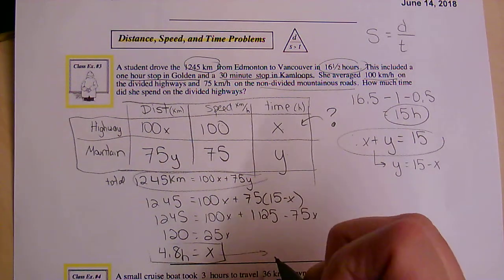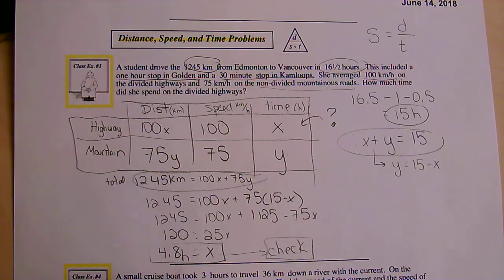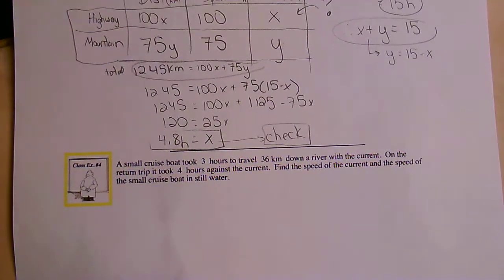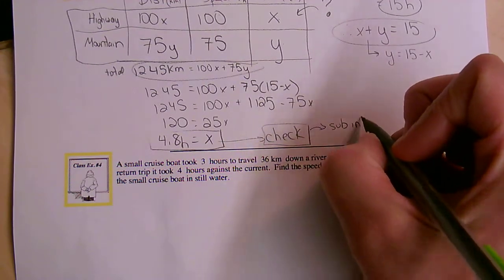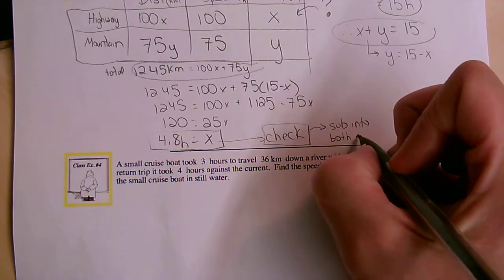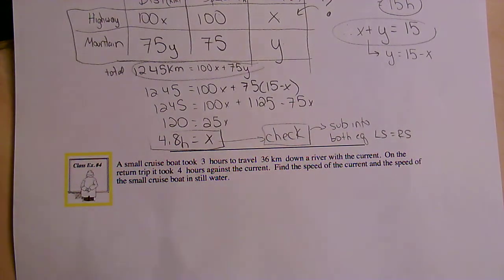You would also want to do a check. The reason why I'm not doing it is because I'm recording these at lunch and I'm afraid I'm not going to have enough time. But you should do the check by substituting into both equations to make sure that left side is equal to right side. You should always do that.